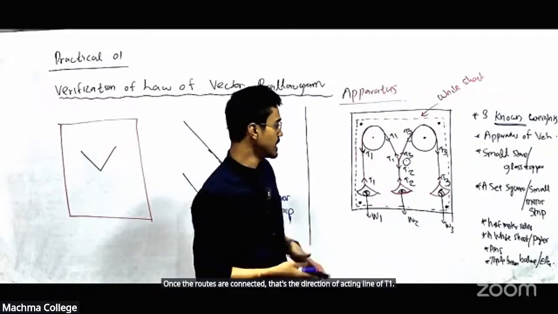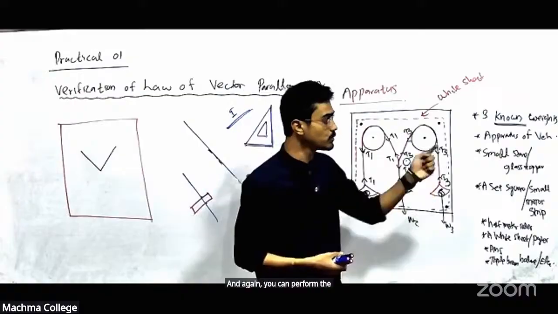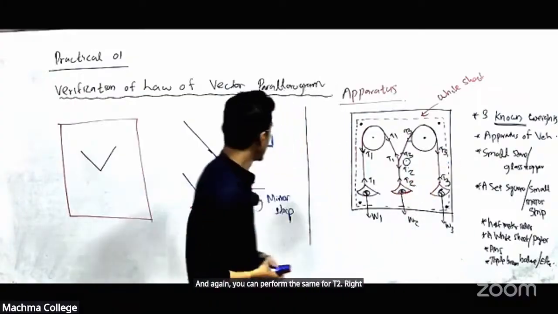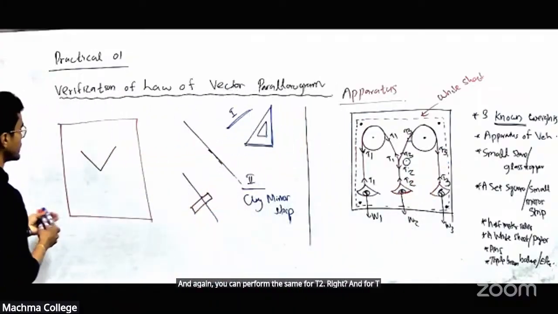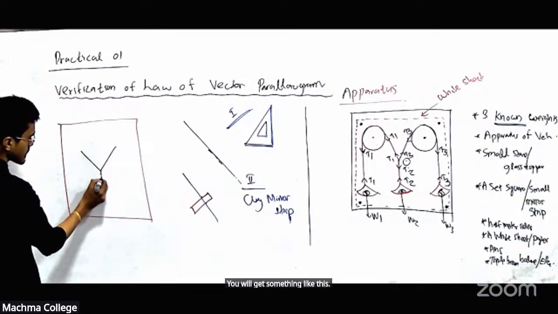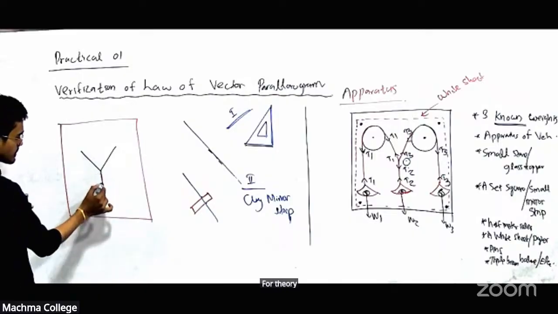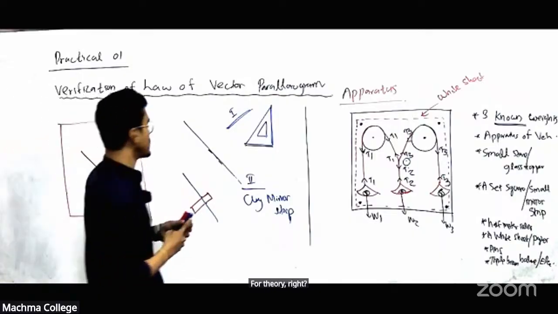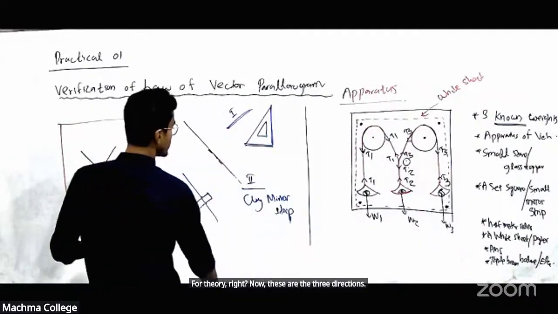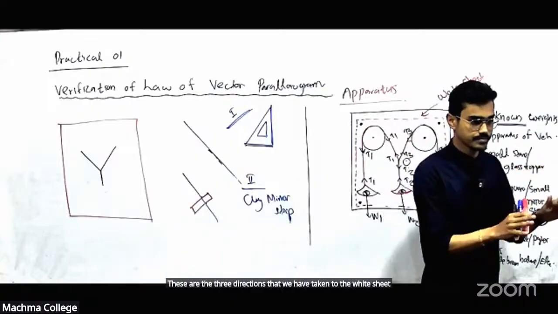And you can perform the same for T3. And again, you can perform the same for T2, right? And for T2, once you did it, you will get something like this. Then you will get a direction like this for T3, right? Now, these are the 3 directions that we have taken onto the white sheet now, right?